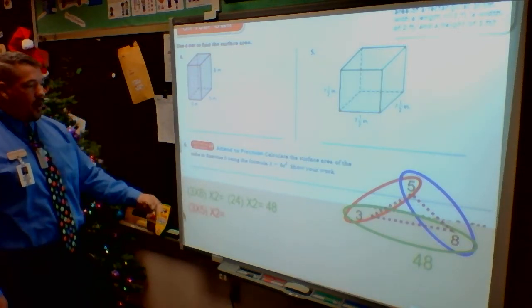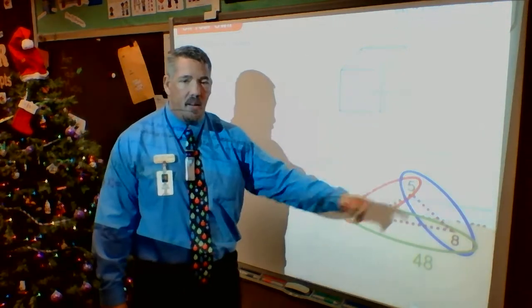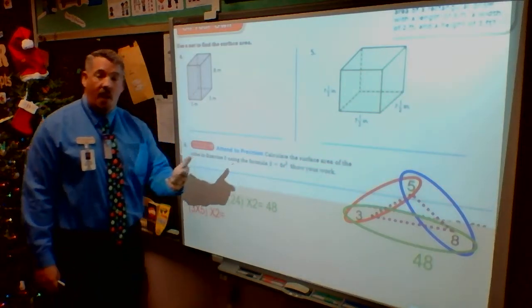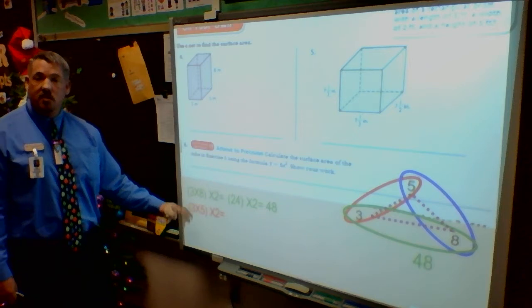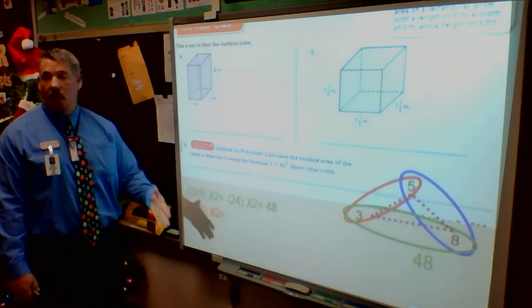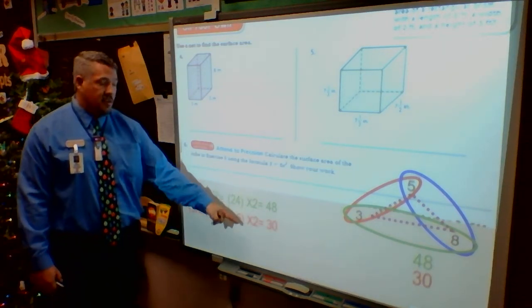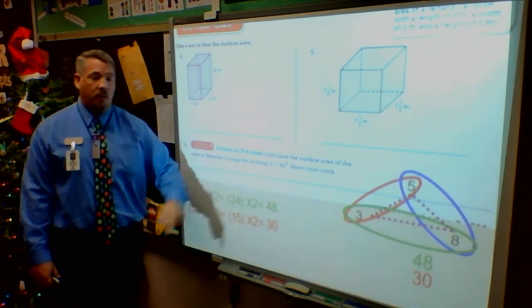When I go to my red, I have a loop of 3 and 5. When I take 3 times 5, I get 15, but I'm going to double it. So you see that I put in parentheses the 3 times the 5, and then it's doubled times 2. So I have 15 times 2, which tells me I have 30.